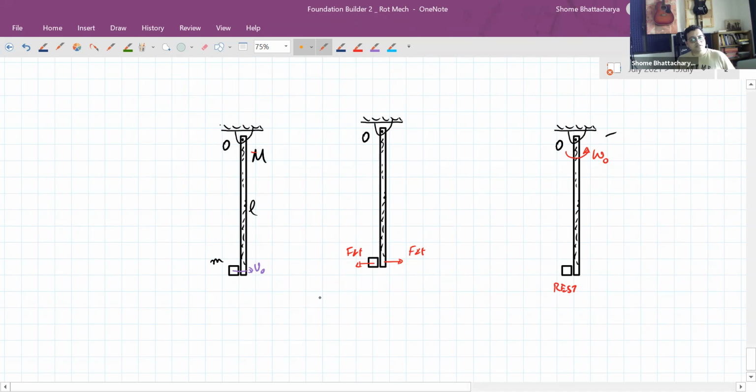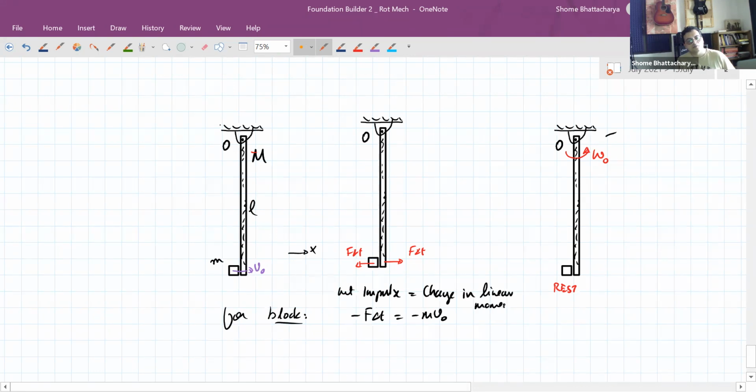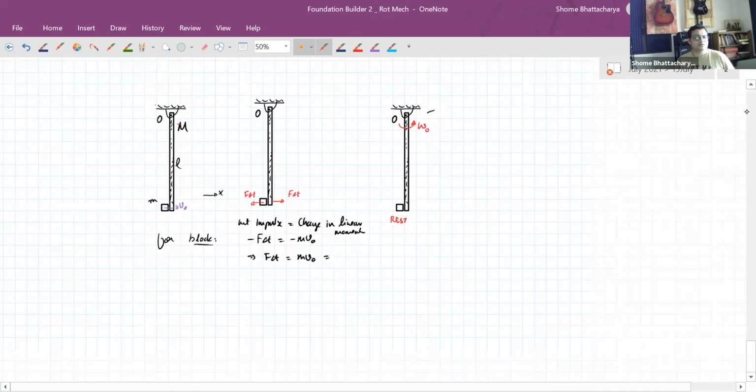So during this time, if you take this as your positive x-axis for the block, the net impulse equals the change in linear momentum. The impulse is acting in the negative x direction. The momentum is changing from m v naught in the positive direction to 0. So F delta t, the magnitude of the linear impulse acting on it, is m v naught. So that is according to whatever the values are.